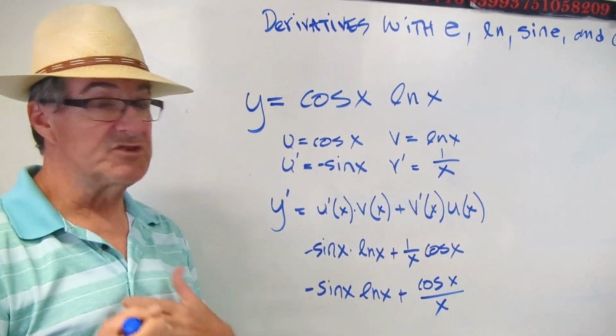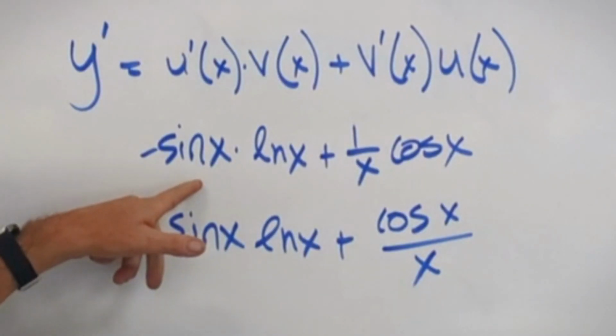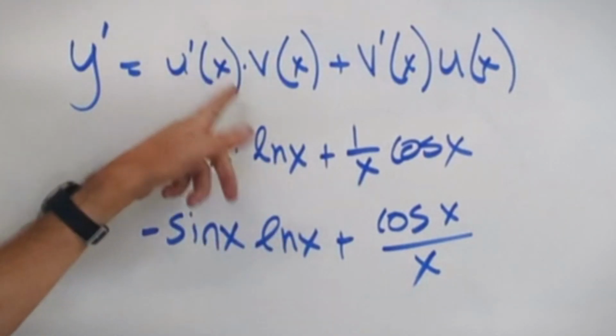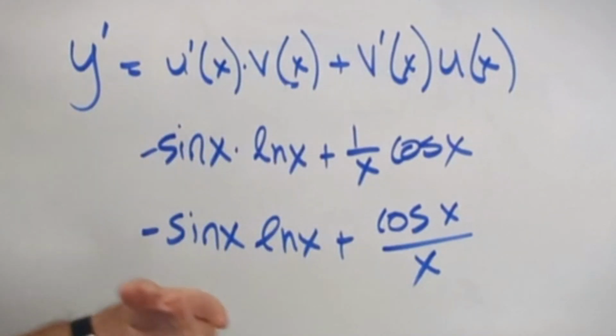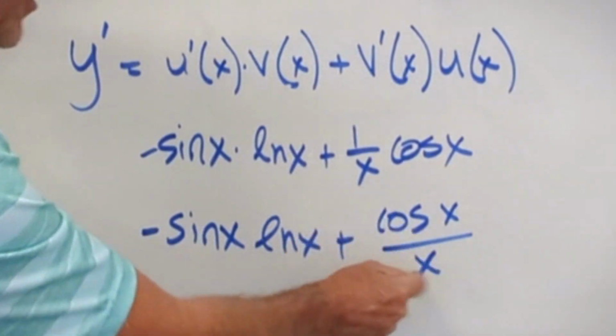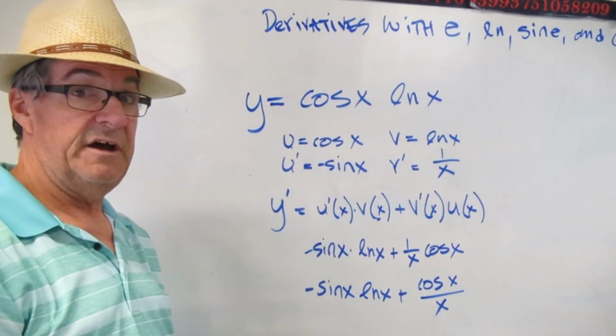Okay, there's not too much to this one. My plug-in step here, I've just plugged in my various functions from here into the formula for the product rule, and really the only simplification I could do is 1 over x times cosine x is just cosine x over x. So there you have it.